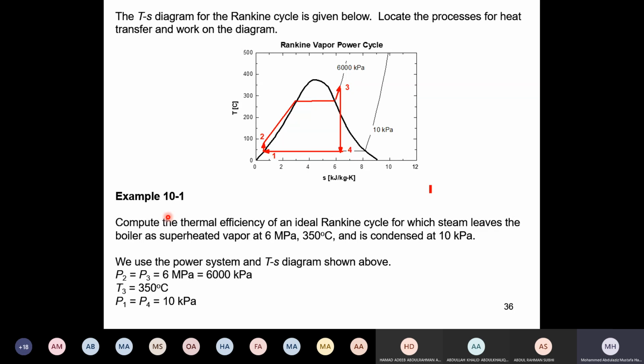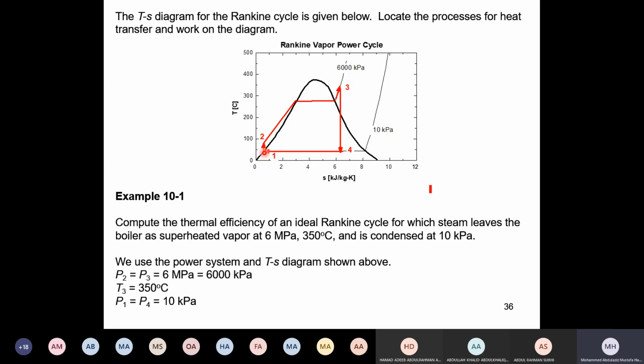Okay. So now, calculate the thermal efficiency of an ideal Rankine cycle. Ideal means that this is isentropic, no pressure losses, so 2 is equal to 3. No pressure losses here, so 1 is equal to 4. Of course, it will give us here how many pieces of data.